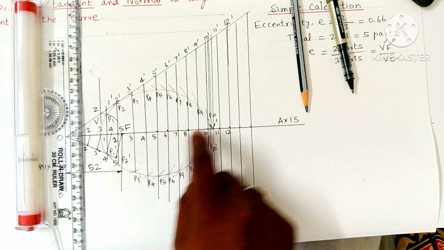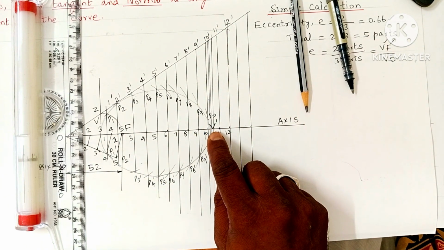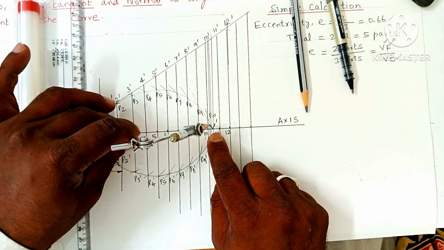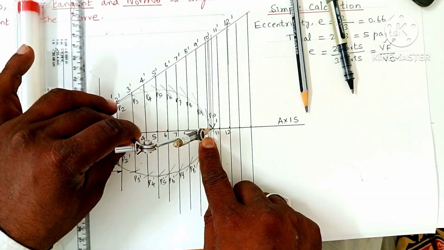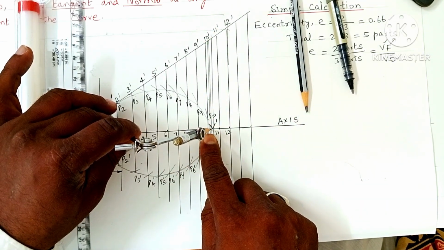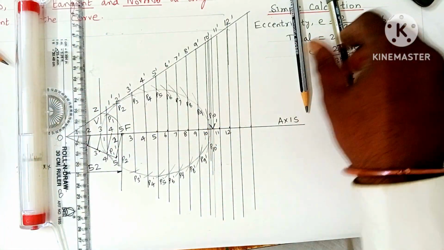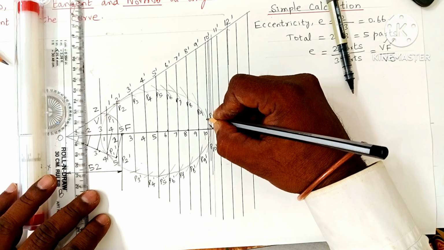The point of intersection of the vertical line and the axis, that point should coincide when you cut an arc from the focus. You will get a single arc at the point of intersection of the vertical line and the axis. You will get only one single arc. That confirms the opposite vertex marked as V dash. Like that you have to obtain. Join P10 with V dash.